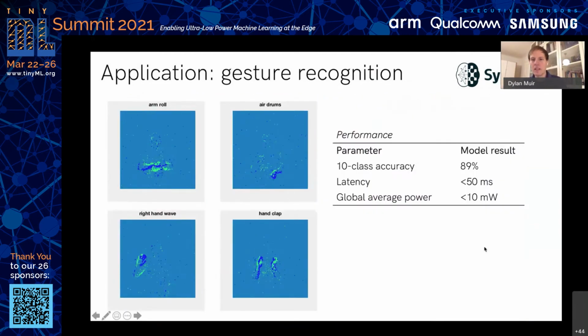And the performance here is we have reasonably usable accuracy. We have extremely low latency and again, system global average power of less than 10 milliwatts.